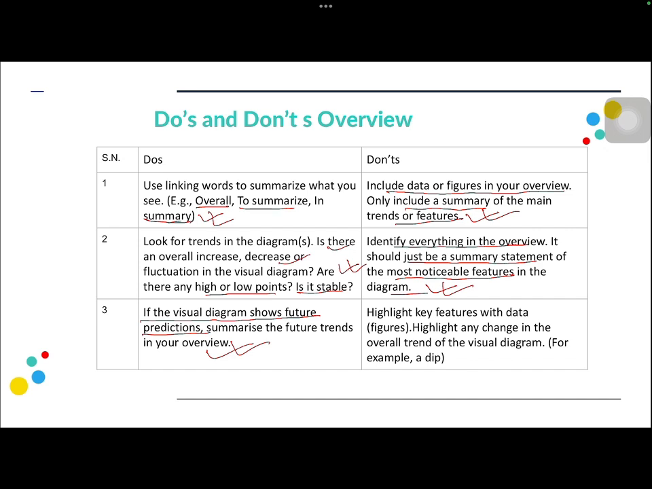Highlight key features with data figures. So do not highlight key features with data figures. Highlight any change in overall trend of the visual diagram. So do not mention data. All right.